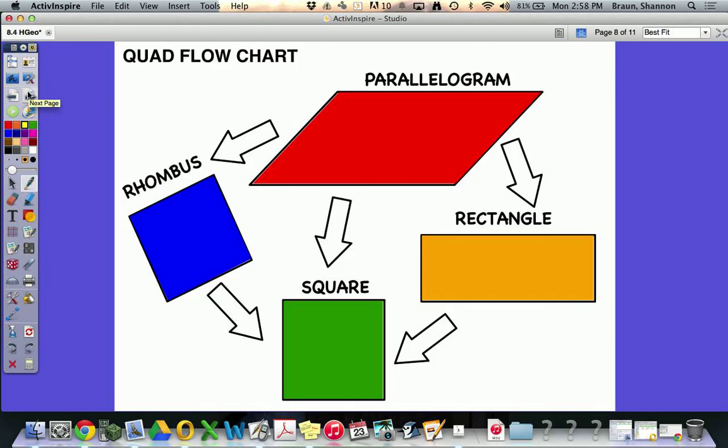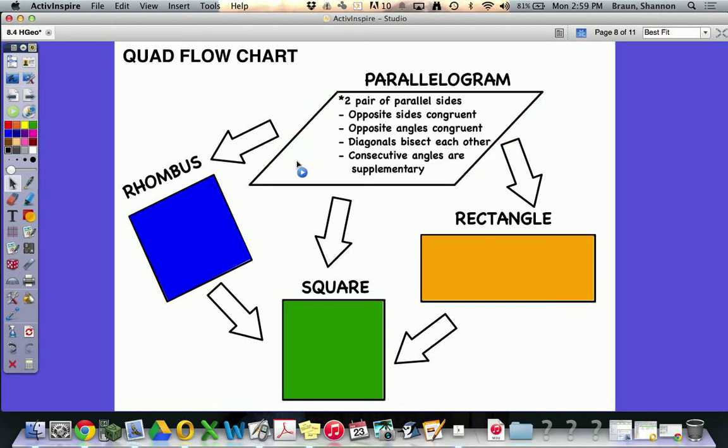So we can kind of look at this as a flow chart, and if you look on Moodle, you'll notice that there's a flow chart posted for you. But the way that we can look at this is that all of the properties kind of flow down to the other quads. So if we start up here with a parallelogram, okay, if you notice I've got a star next to one part and then dashes next to the other. The star represents the definition of that quadrilateral, and then the dashes are all the properties that hold true.